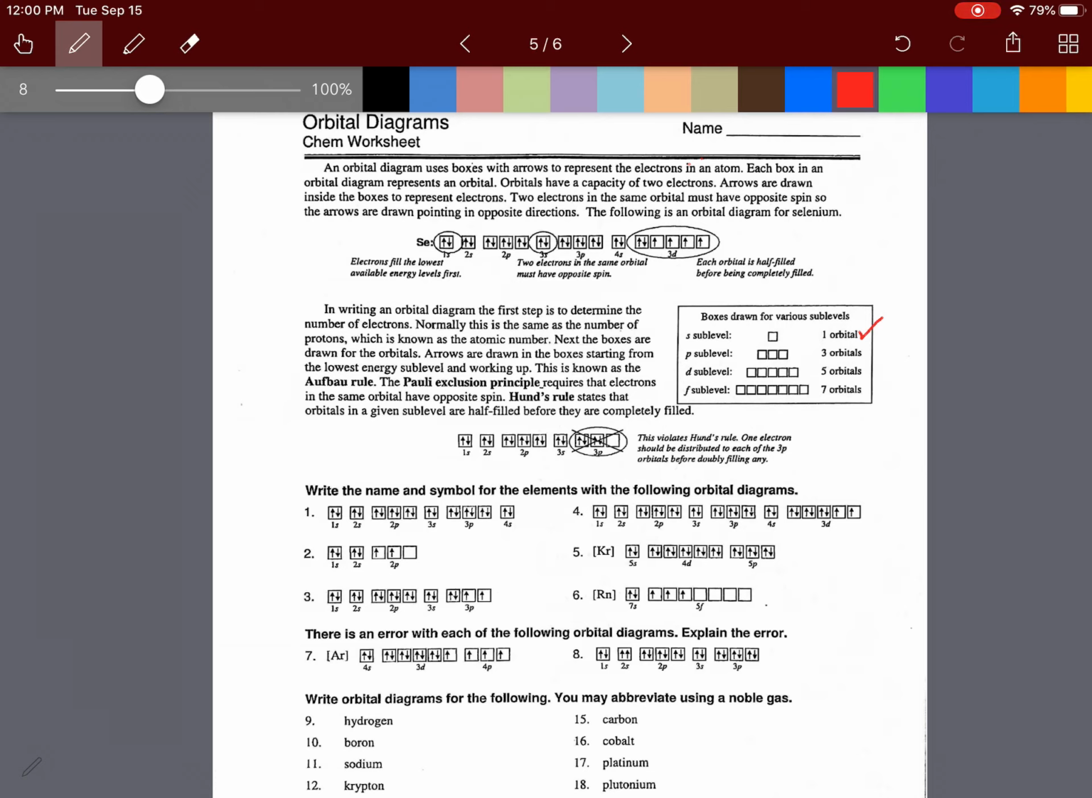They remind you that an s sublevel has one orbital, a p sublevel has 3 orbitals because you can fit up to 6 electrons. A d sublevel has 5 orbitals, you can fit up to 10 electrons, and an f sublevel has 7 orbitals, you can fit up to 14 electrons.